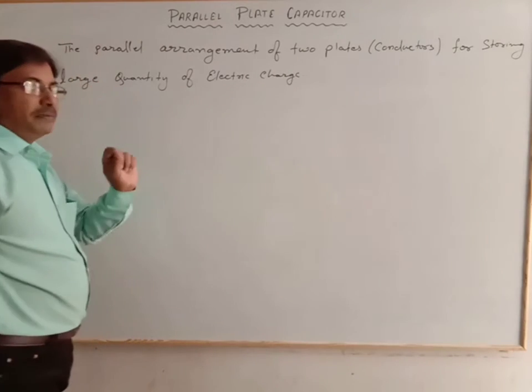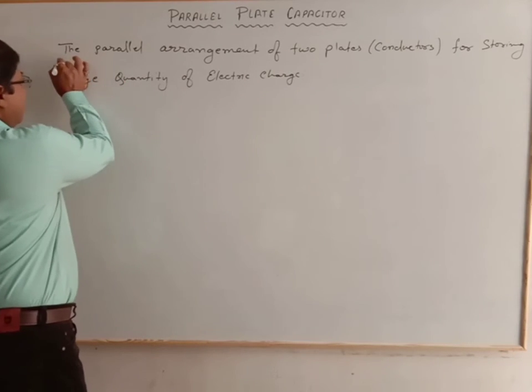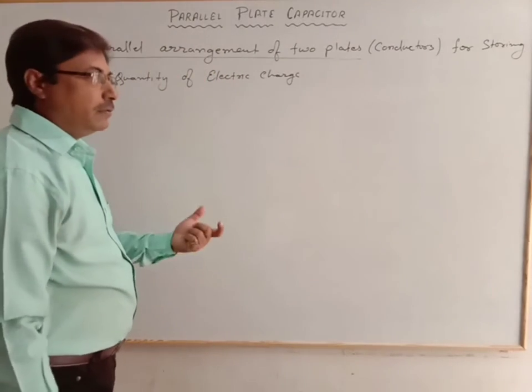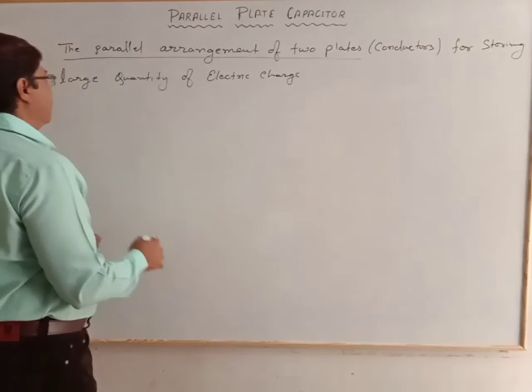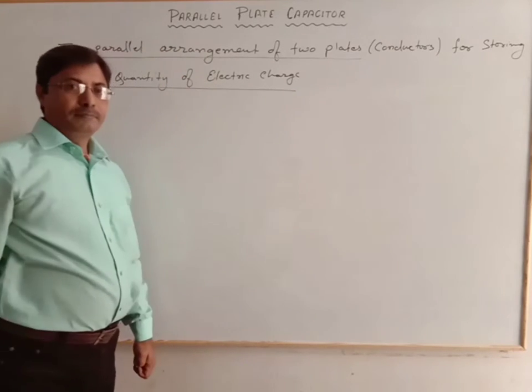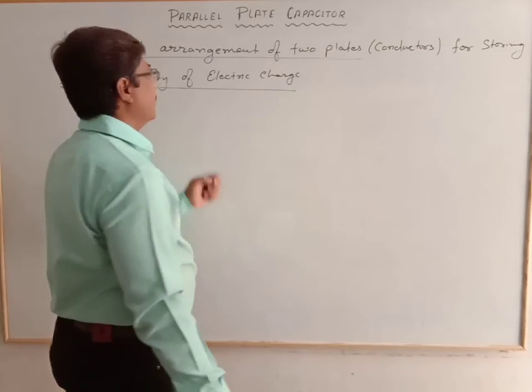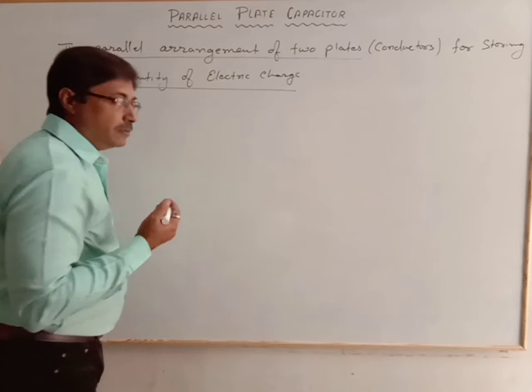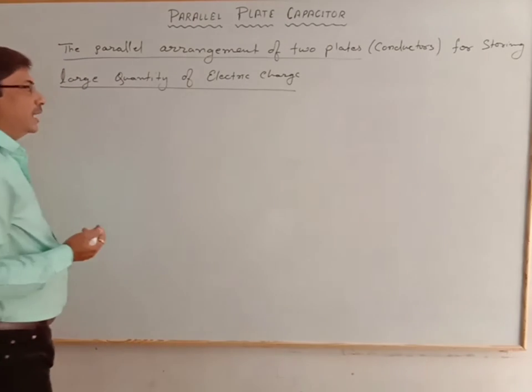Now what we observe here is the parallel arrangement of two plates, and its activity is that it will store a large quantity of electric charge. That is the device, the parallel plate capacitor. Now we understand how it acts.